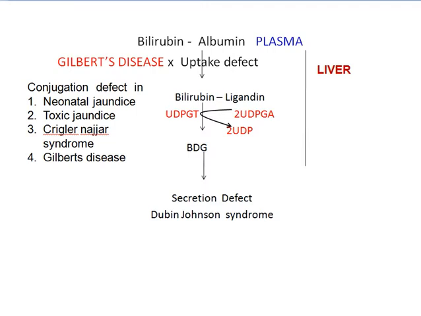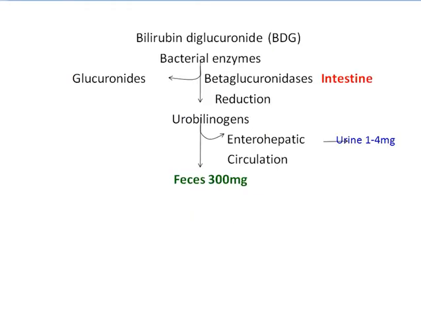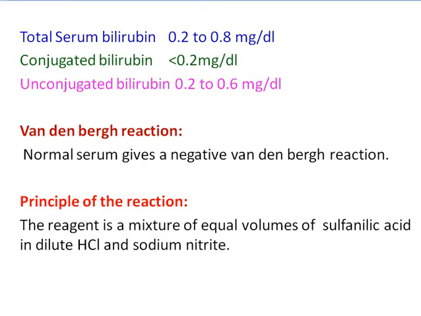Conjugation defects include disorders like neonatal jaundice, toxic jaundice, Crigler-Najjar syndrome and Gilbert disease. These are defects of uptake in plasma, and bilirubin diglucuronide. Bilirubin diglucuronide is acted on by bacterial enzymes and urobilinogen is excreted in feces, about 300 milligrams per day. This is the condition in the intestinal system.